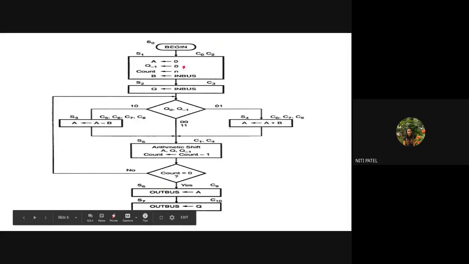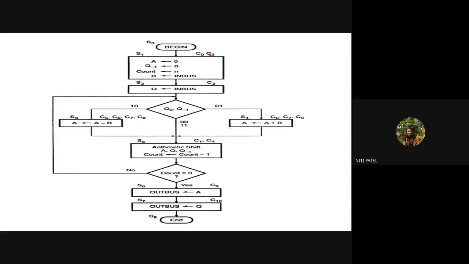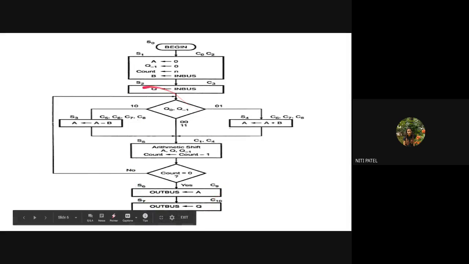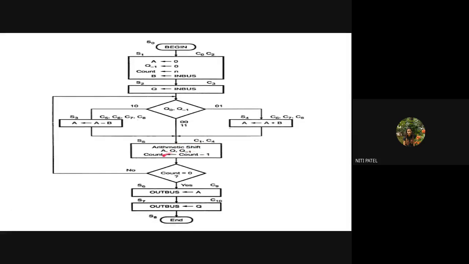So for the first box, we have control signals C0 and C2. But what did I say? After C0, C2 should not come. It should have C1. So check whether it has a C1 anywhere inside the system or not. So it has C1 for this: arithmetic shift, Q, A, Q and Q minus 1. So yes, what is the system doing? It is generating those control signals in sequence.